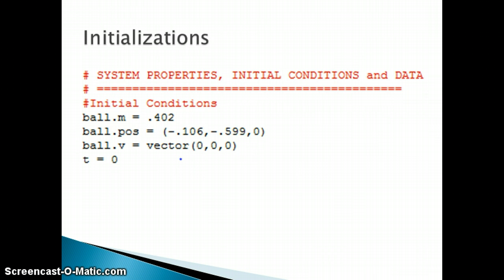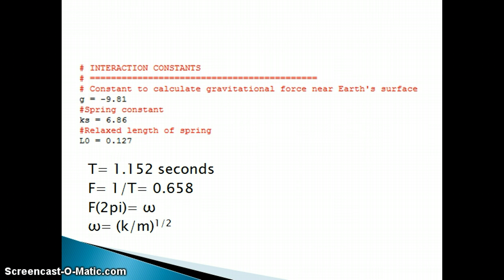For Python, we now have to initialize all of our variables. The mass we were given is 0.402 kilograms, and we obtained the initial position from Tracker. Because we started the video from when the mass was at rest, the velocity is obviously 0. Next, we have to initialize the interaction constants. g is a given. It's the gravitational constant of Earth, which is negative 9.8.